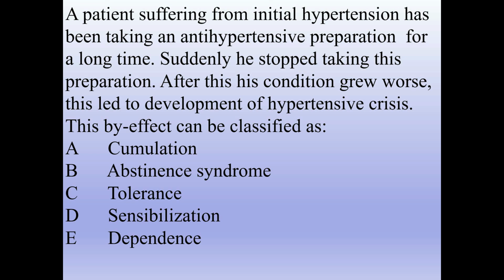A patient suffering from initial hypertension has been taking an antihypertensive preparation for a long time. Suddenly, he stopped taking this preparation. After this, his condition grew worse. This led to development of hypertensive crisis. This effect can be classified as, of course, in this case, we're talking about abstinence syndrome, because the patient was taking a drug for a long time and suddenly he stopped, and his condition grew worse and a hypertensive crisis arose.